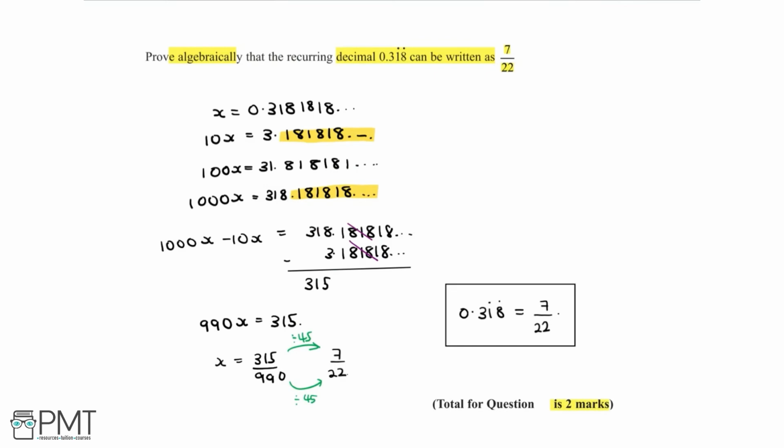We get the first mark for finding the values of 1000x and 10x, and noticing that when we subtract these values, we get a whole integer, which doesn't contain any of the recurring values at the end. And now the second mark is for saying that 990x is equal to 315, and when we rearrange and simplify, we found that x is equal to 7/22. And so we've shown that 0.318 recurring can be written as 7/22, allowing us to get the full 2 marks needed in this question.